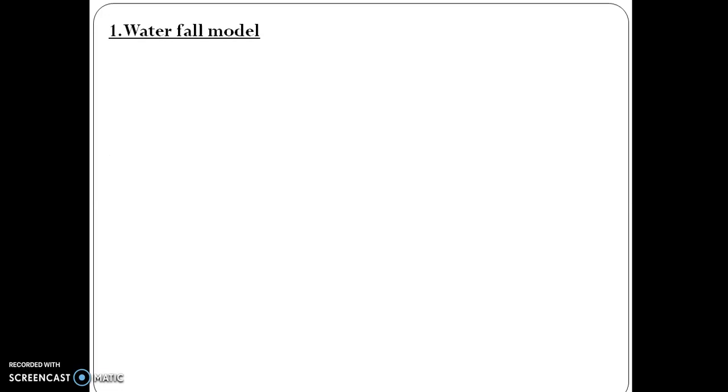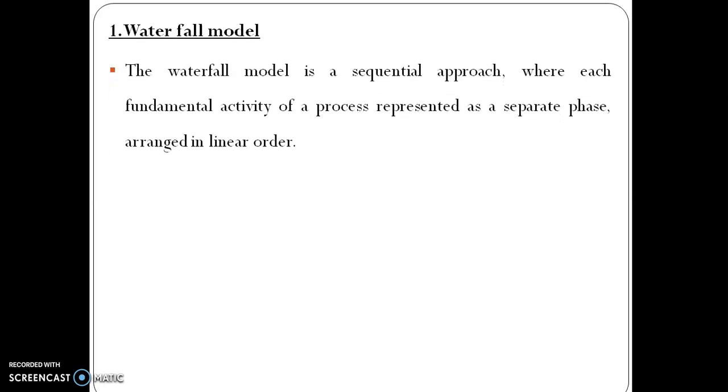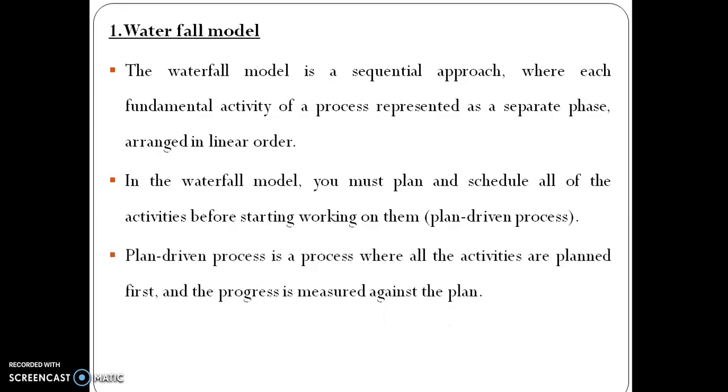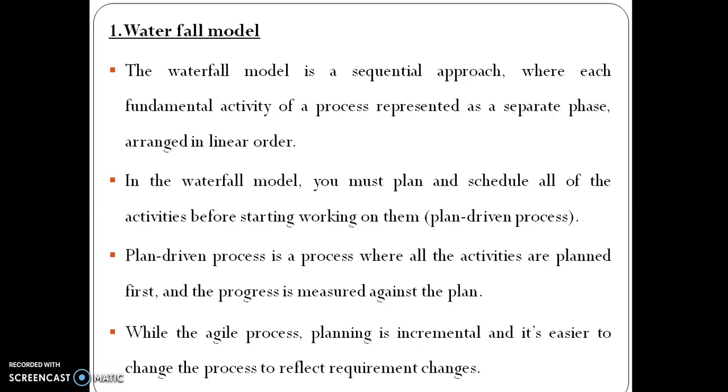So first one is waterfall model. The waterfall model is a sequential approach where each fundamental activity of a process represented as a separate phase arranged in linear order. In the waterfall model, you must plan and schedule all of the activities before starting working on them. Plan-driven process is a process where all the activities are planned first and the progress is measured against the plan. While the agile process, planning is incremental and it's easier to change the process to reflect requirement changes.